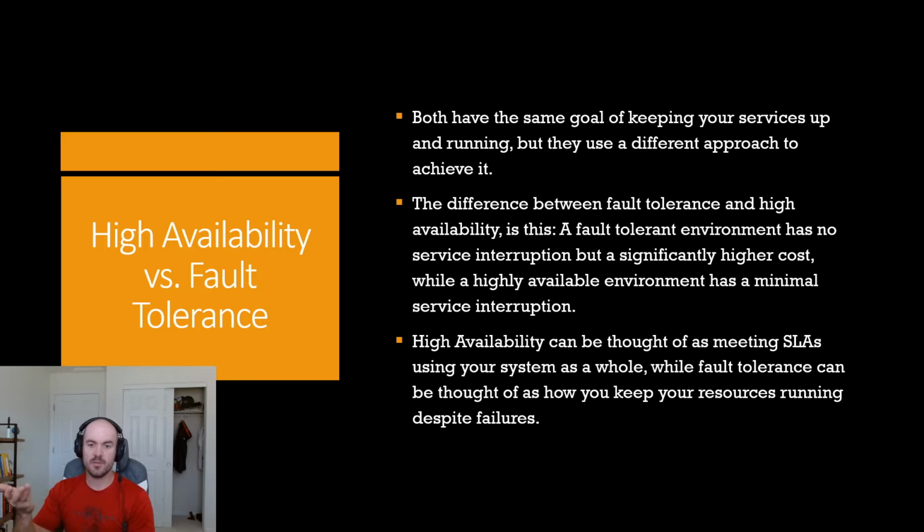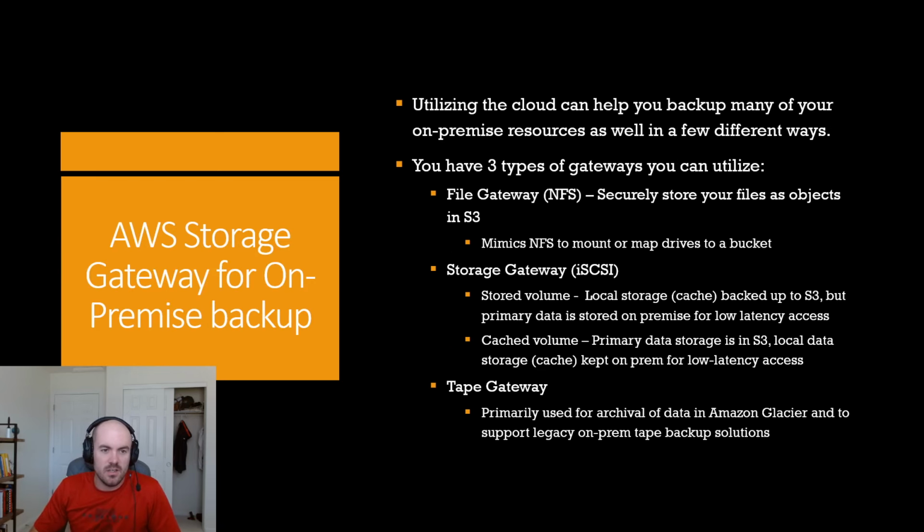Okay, so high availability can be thought of as meeting SLAs using your system as a whole, while fault tolerance can be thought of as how you keep your resources running despite failures. So again, high availability, think of, you have an SLA that your application is going to be available 99.95% of the time, okay? So that's not 100%, but it's very available because it's available 99.95% of the time. But fault tolerance is again going to focus more on keeping everything running despite failures, right? So it's a little confusing, but that's the key difference: high availability helps you to meet SLAs and means minimal service interruption, while fault tolerance focuses more on no service interruption for your actual resources.